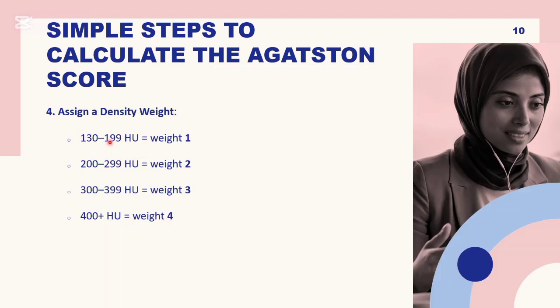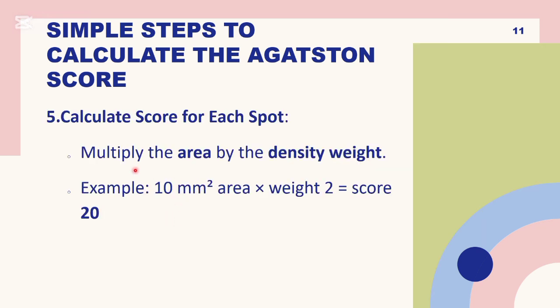To the Hounsfield values, we will give a specific number. Look over here: if the Hounsfield value is lower than 130, we will not count. If the Hounsfield value for some area is 130 to 199, we will give the number 1; from 200 to 299, 2; from 300 to 399 Hounsfield unit, 3; and if 400 or more than 400, we will give the value 4.